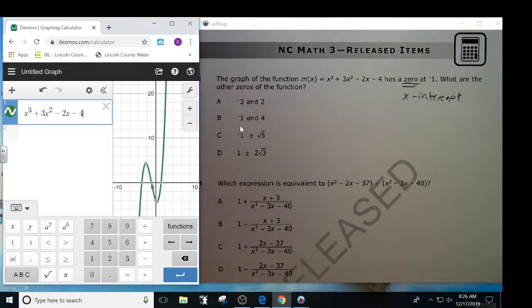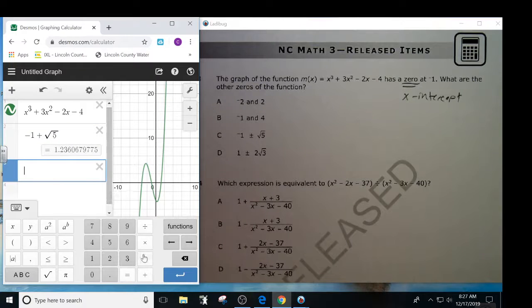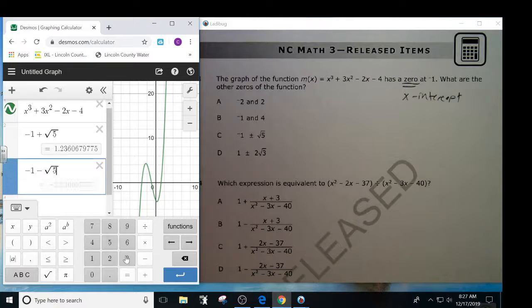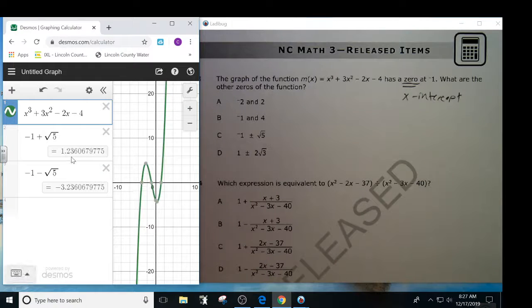So all you have to do is come back here to your answer and put it into Desmos or whatever calculator you have. 1.23. On the next one, let's do this. Negative 1 minus the square root of 5. Negative 3.23. Now, looking at these numbers, what's going to be your answer? It's going to be C. That's pretty simple.